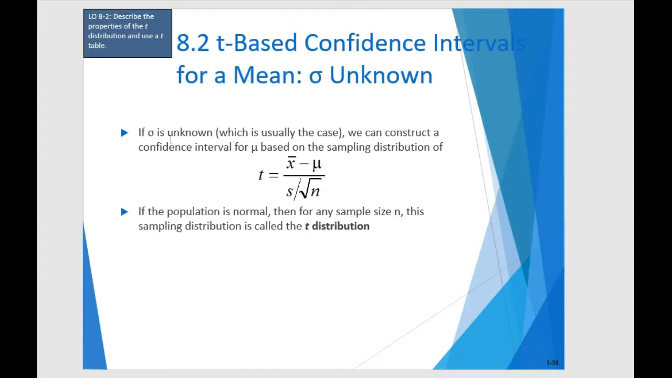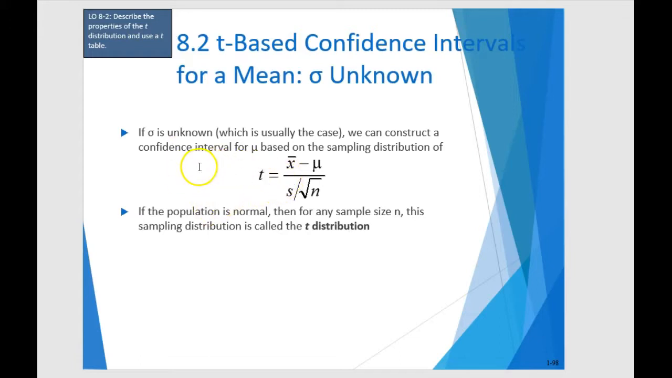So for T-based, we either need to be given a sample standard deviation, or we need to be given the sample data, and then we calculate the sample standard deviation. Okay, so Z is when sigma is known, so we have a population standard deviation known, and T is when sigma is unknown, so then we end up using a sample standard deviation. That is the difference between the two.